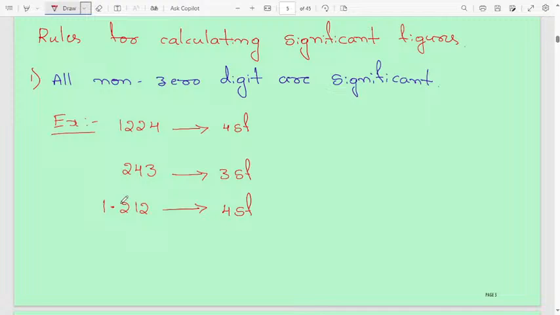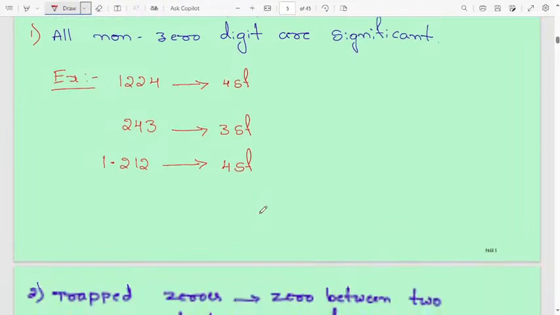If the number does not contain any zero digits, then all the digits we will consider as significant figures. For example, once again I will explain. 1 2 3 4, you are having four non-zero digits, four significant figures. Then here also three non-zero digits, three significant figures. Here you will forget the decimal. Here you are having four significant figures. This is the first rule in significant figures: all non-zero digits are significant.